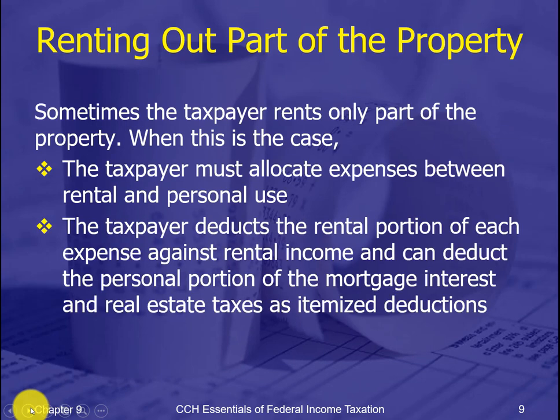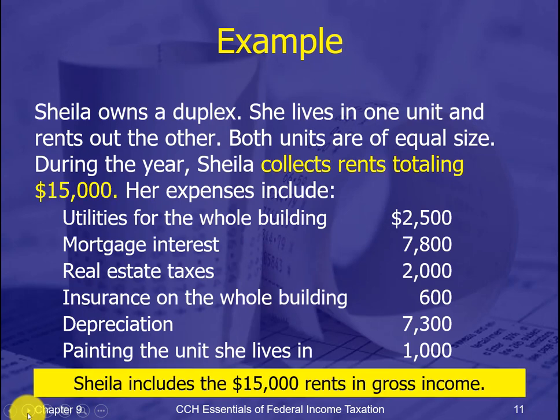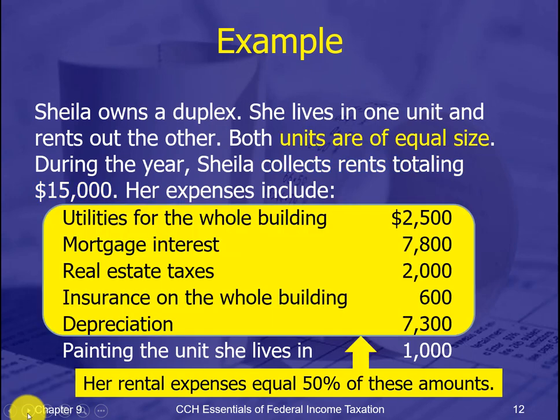Okay, part property. What if you have a side-by-side duplex, you live in one and rent out the other? It's very common. Basically, you have to allocate the expenses between the personal property and the rental property. So duplex, both the same size, exactly. Total income $15,000. Okay, include the rents, and then we take the utilities, mortgage, real estate, insurance, and depreciation, and take it in half, and that's what we can deduct against our $15,000.